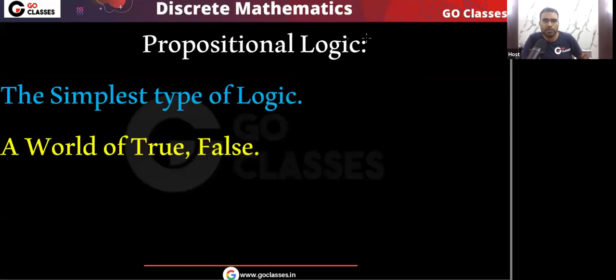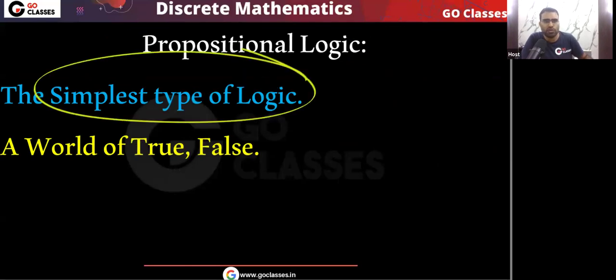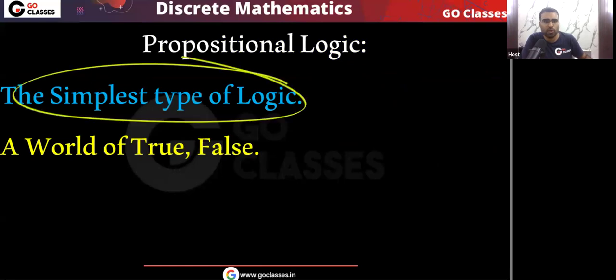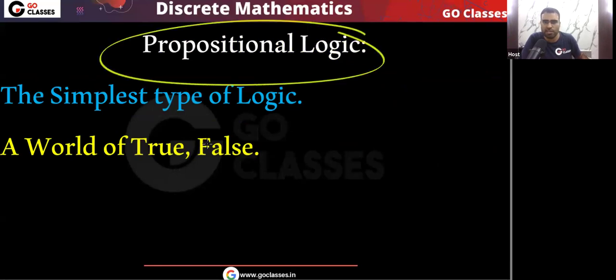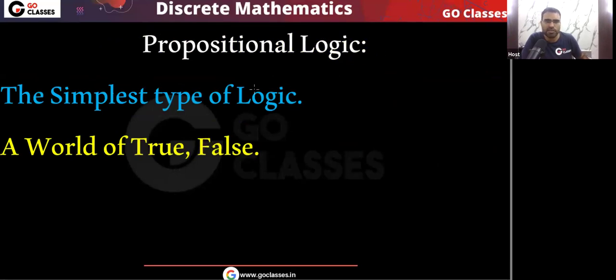Let's start. So what is this propositional logic? This is the simplest type of logic. Let me tell you, this is actually a very easy type of logic. In digital logic, if you have studied Boolean algebra, then propositional logic is similar to Boolean algebra. So this is the simplest type of logic.